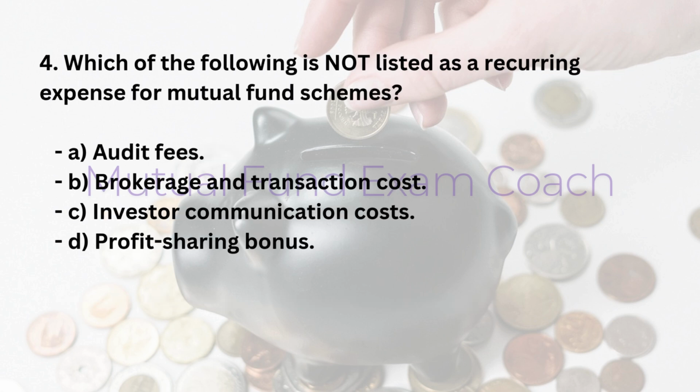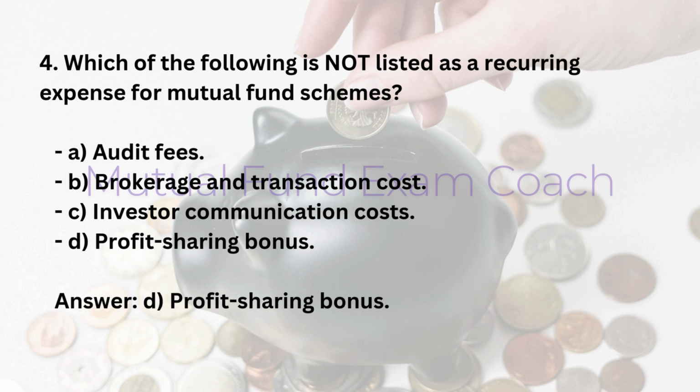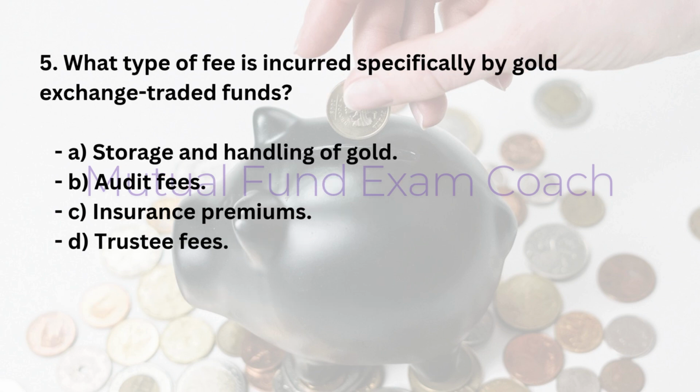4. Which of the following is not listed as a recurring expense for mutual fund schemes? A. Audit fees. B. Brokerage and transaction cost. C. Investor communication costs. D. Profit sharing bonus. Answer: D. Profit sharing bonus.